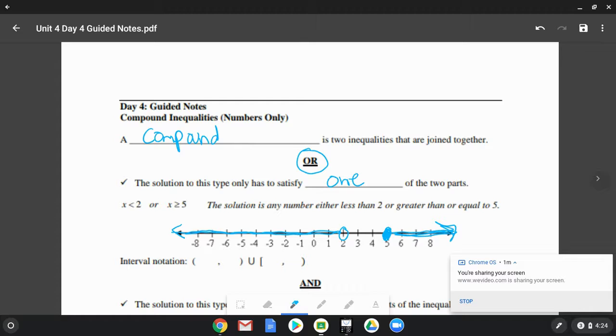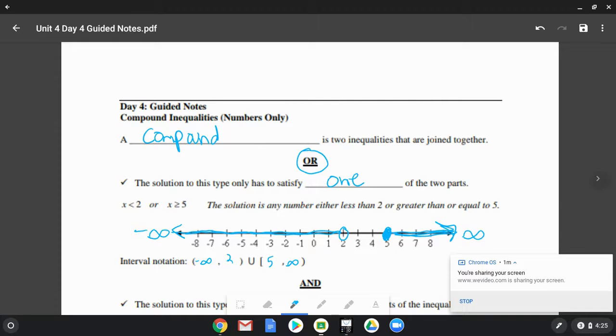To write this in interval notation, I know that if it's shaded to the left forever, that's negative infinity. If it's shaded to the right forever, it's positive infinity. So if we take a look at the left side, that goes from negative infinity all the way to the number 2. And then we go from 5 with that bracket all the way to positive infinity. So that would be how we write a compound inequality, where there's two pieces of the inequality in one.